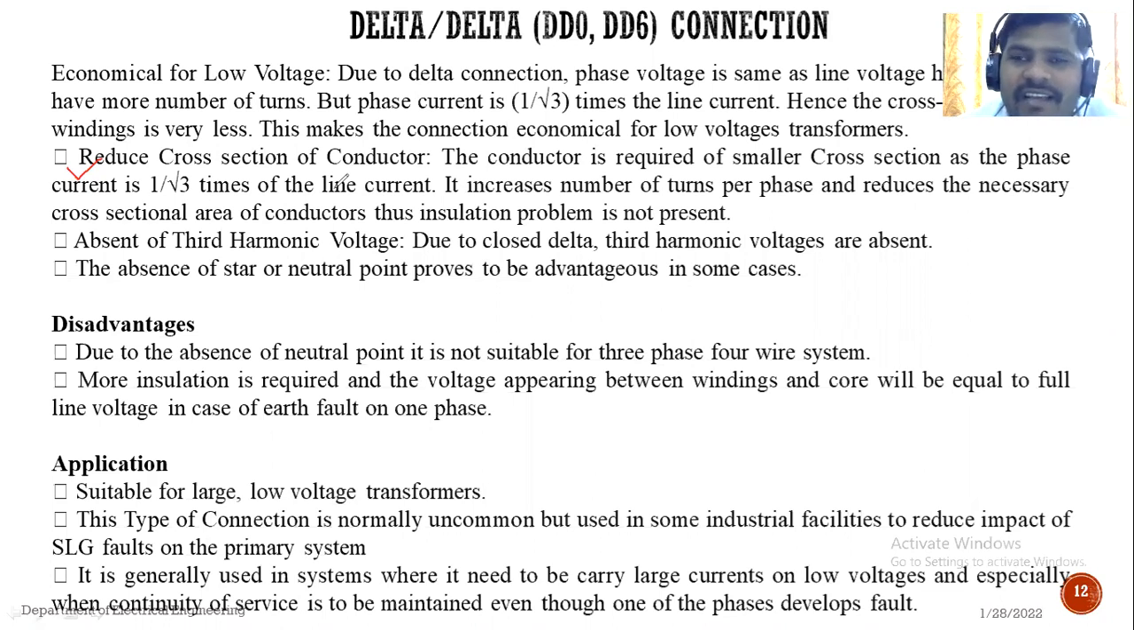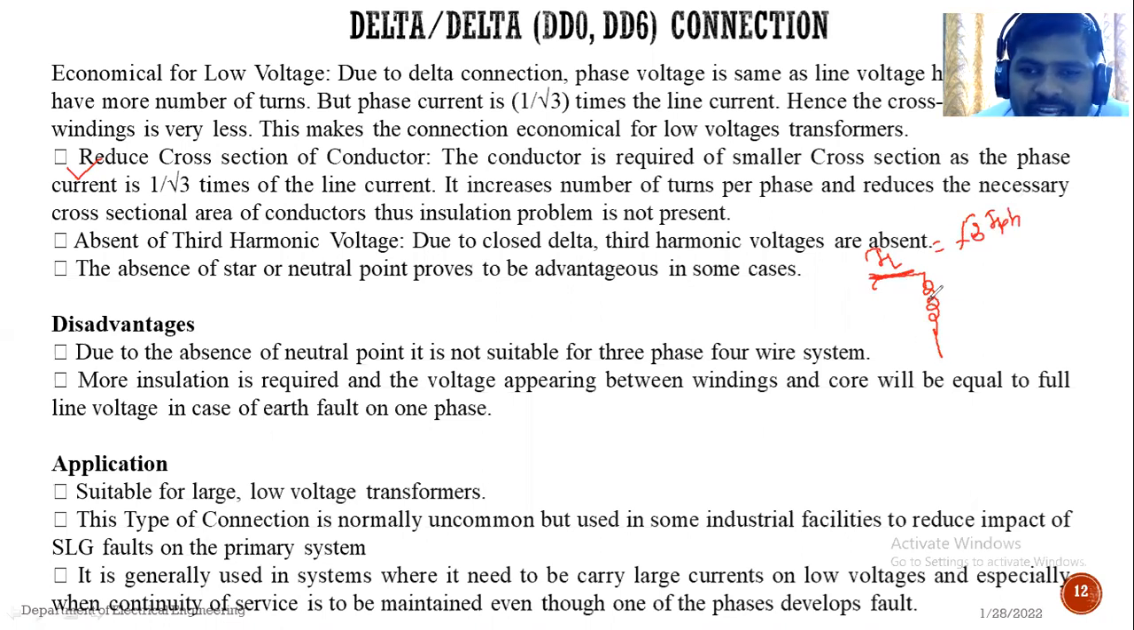So 3 conductor required. Again the cross sectional area of the conductor, which we call size, also reduces. So the conductor required is of smaller cross section, as the phase current is 1/3 times that of the line current. Okay, see, this one is the line current and this one is the phase current of that winding. Line current IL is equal to √3 IPH.